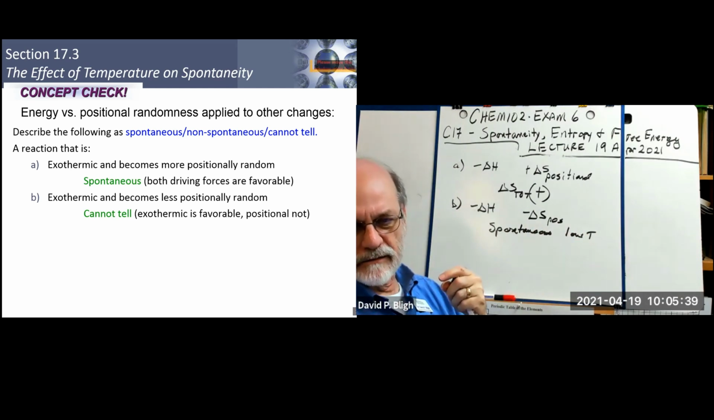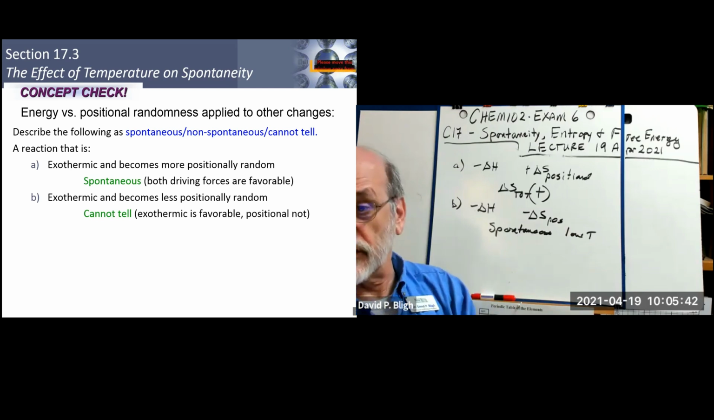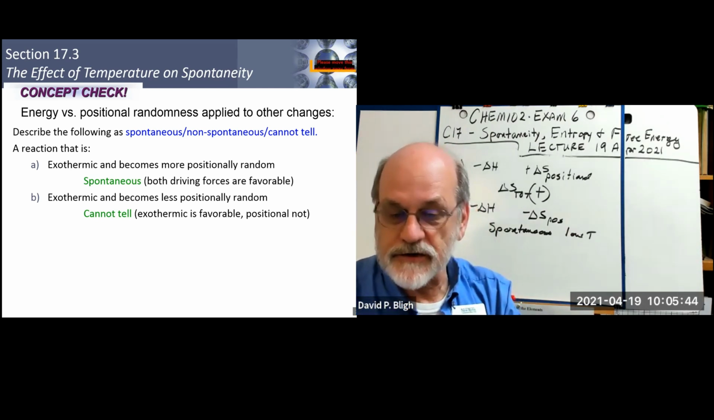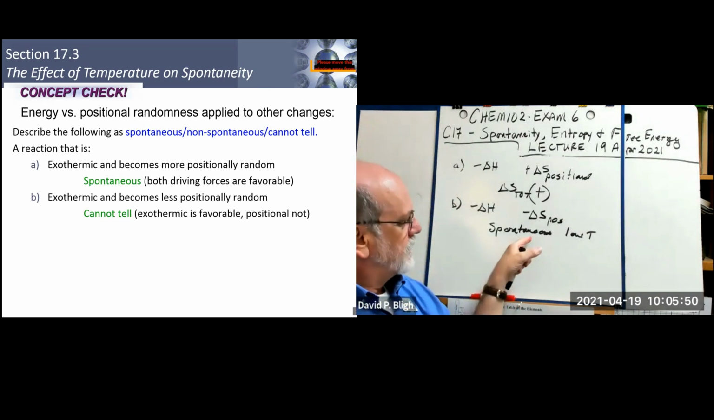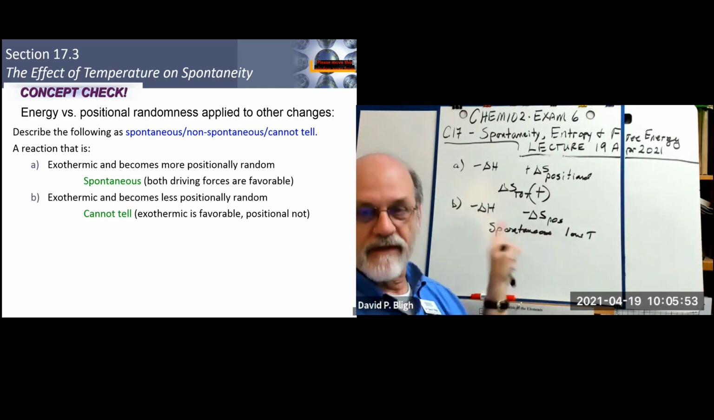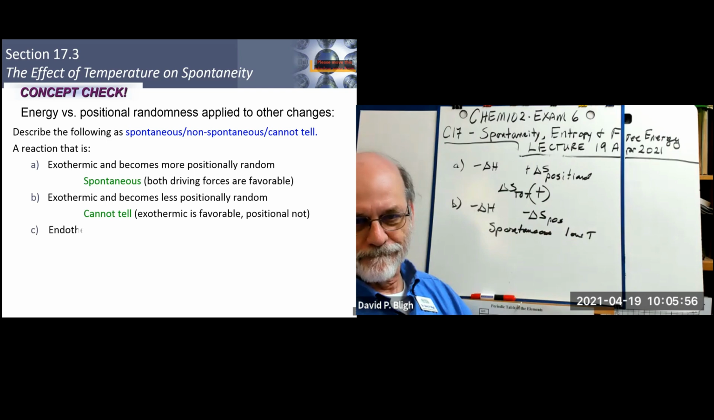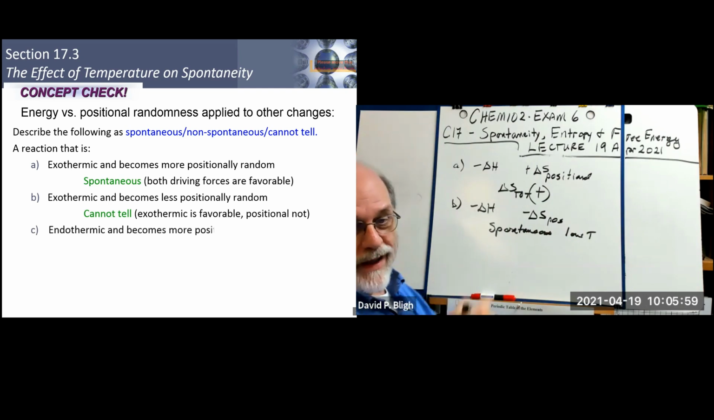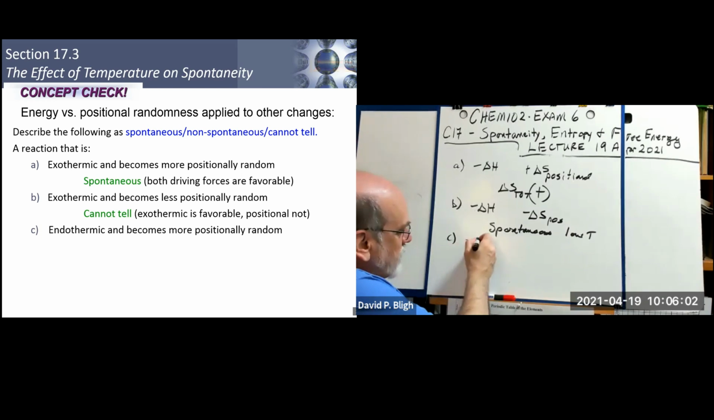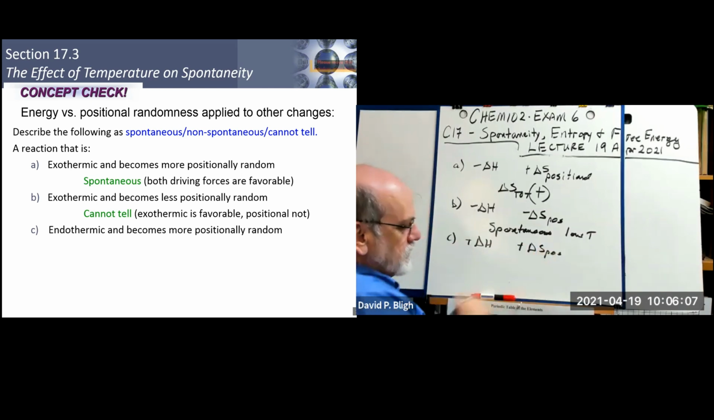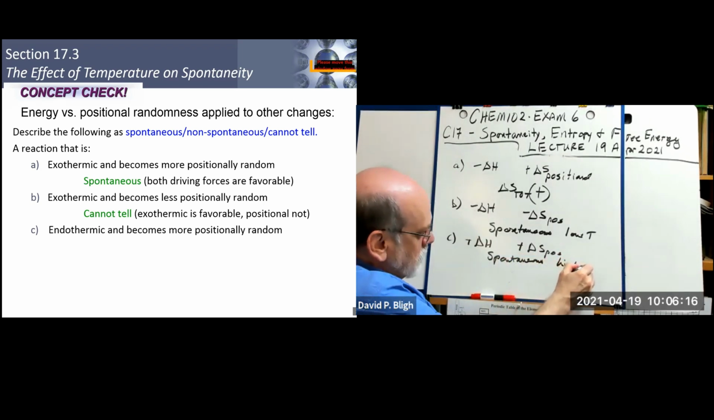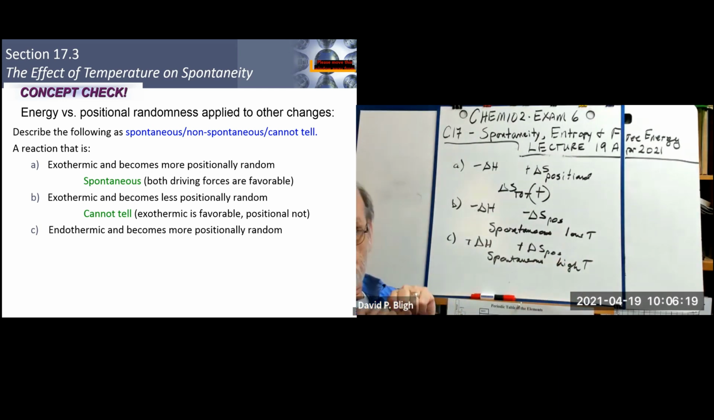Well, they're saying we can't tell. Well, that's true, right? But given the circumstances, we don't know, right? We can't tell. One piece of information we need is temperature. If it's low temperature, then it's spontaneous. The other way around. If this is positive delta H and positive delta S, right, then this is only spontaneous at high temperature. Okay?